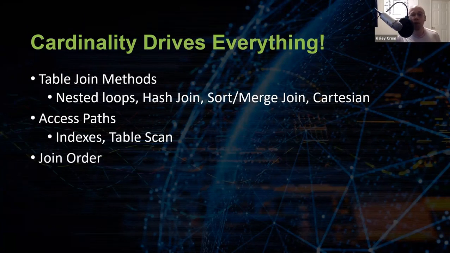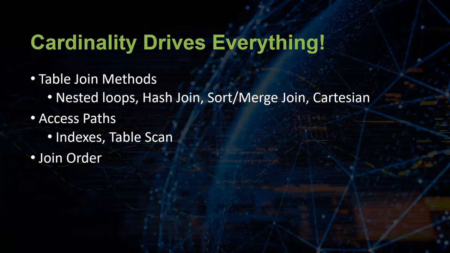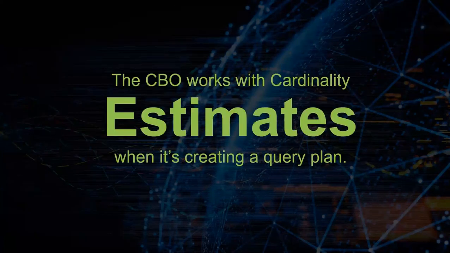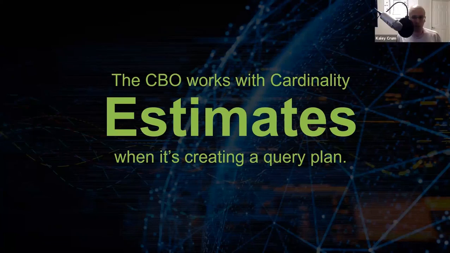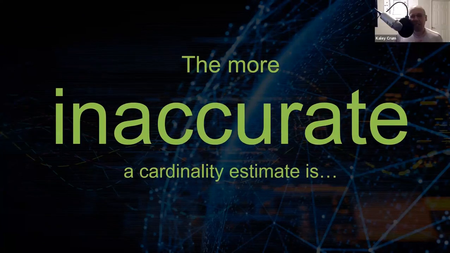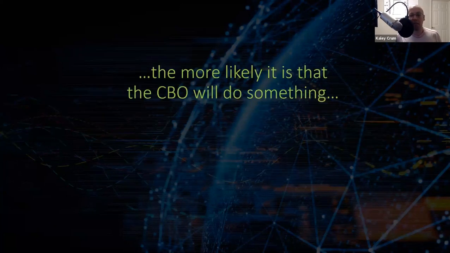It drives your join order. And for those of you that have messed with SQL tuning, you know that your join order is paramount to getting a very good execution plan. So the problem is that Oracle's cost-based optimizer works with cardinality estimates whenever it's creating a plan. And whenever these estimates become inaccurate, if Oracle miscalculates the number of expected rows, the more inaccurate your estimate is, the more likely that the cost-based optimizer is going to do something inefficient, undesirable, slow.